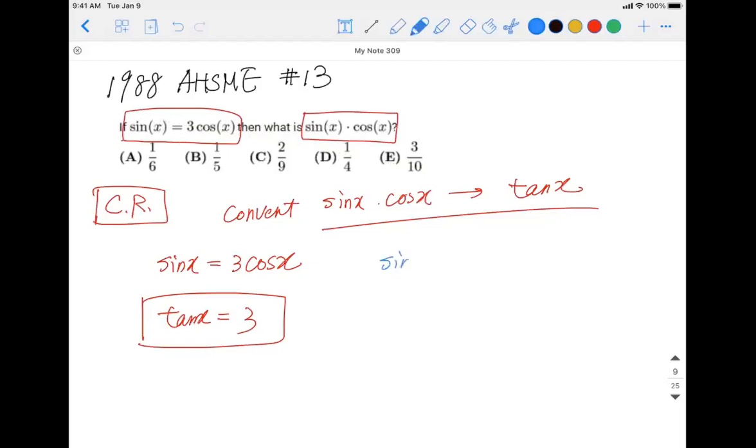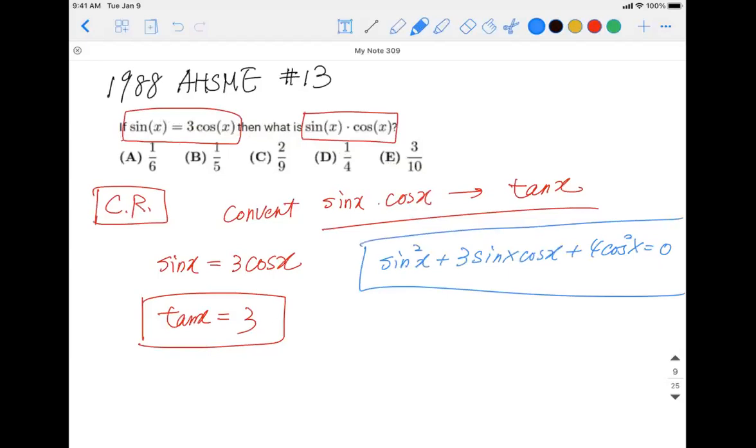Let me give another one. Sine squared theta plus 3 sine theta cosine theta plus 4 cosine squared theta equals, maybe, 0. What can I do as long as I see this? Who can tell me? This is what I showed you, right? Sine equals 3 cosine. If I see an equation like this, what can you do? You can chat with me in the group chat, or you can unmute yourself and talk to me directly.